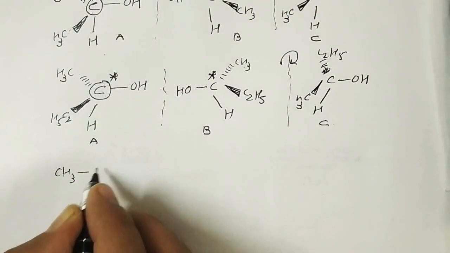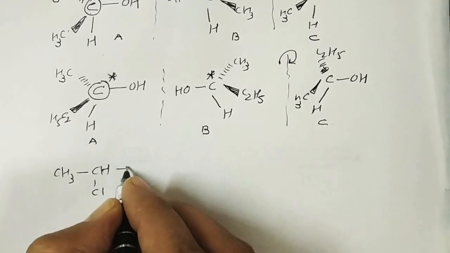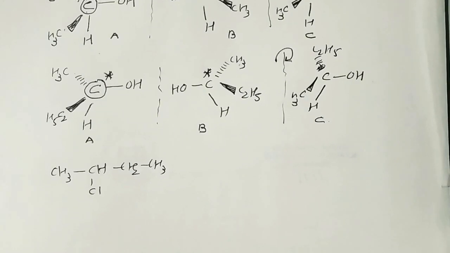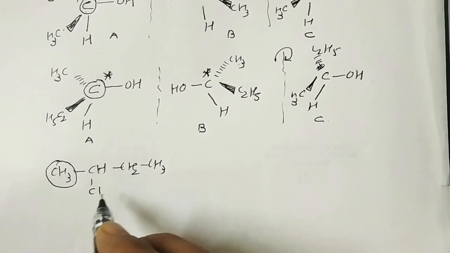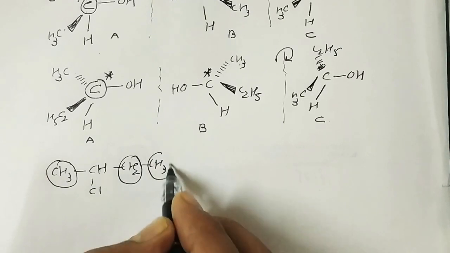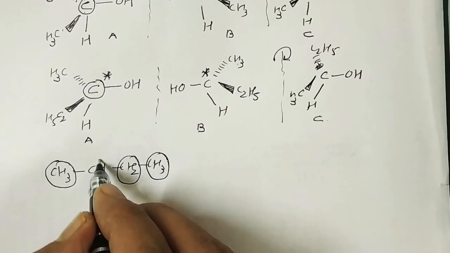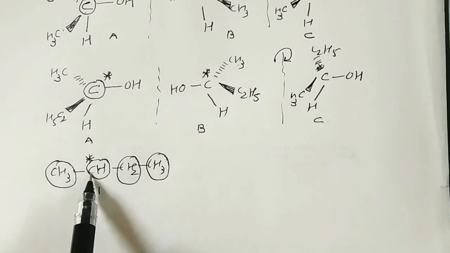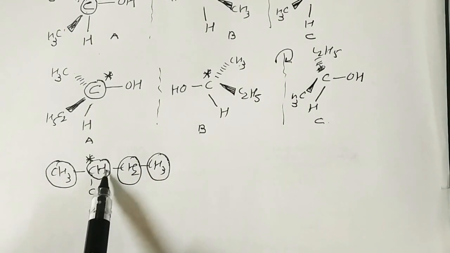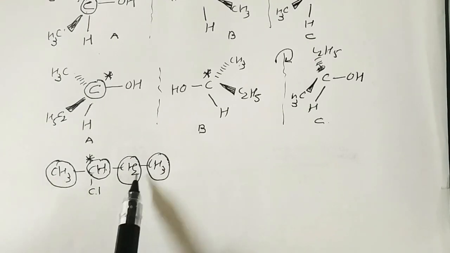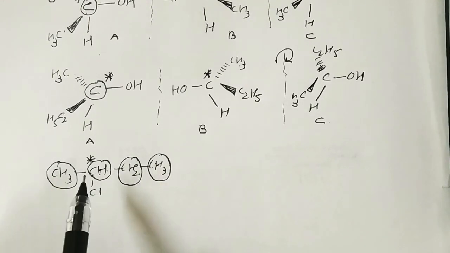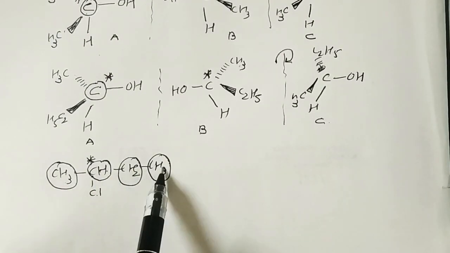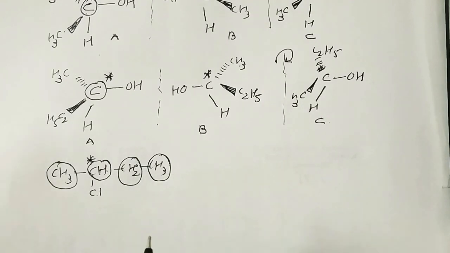For example, if I draw a structural formula, not a stereo formula, of a compound, it's 2-chlorobutane. In this case, your methyl is non-chiral in nature, your CH2 is also non-chiral, and CH3 is also non-chiral. But this carbon is chiral in nature. Why? Because here the carbon is attached with four different groups: one is H, then Cl, and methyl and ethyl. So all four are different in nature. So this carbon is chiral in nature, but the remaining three carbons are non-chiral in nature.